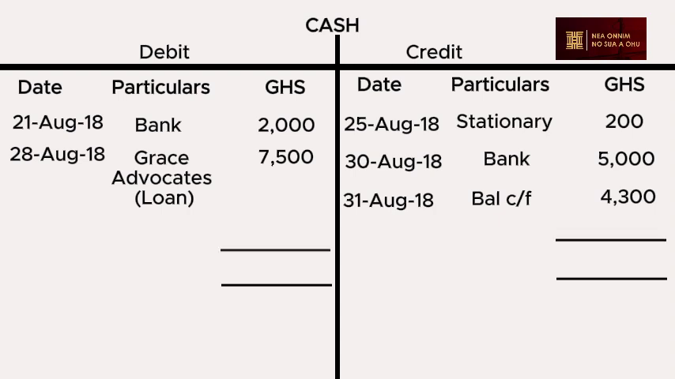So we double underline, and we are going to have 9,500 for both sides. Good. Then we're going to have the balance brought forward to where? The debit side for the new period, 1st September.